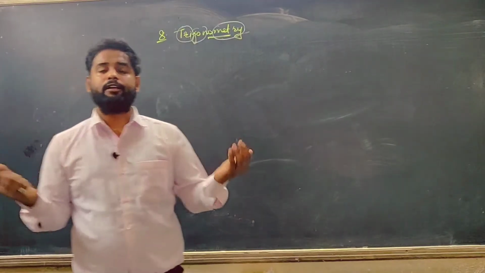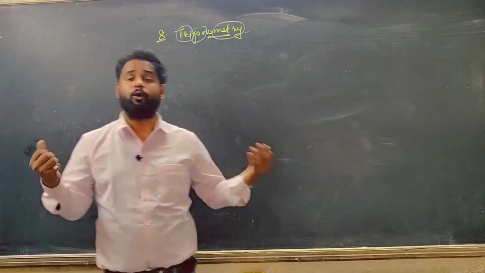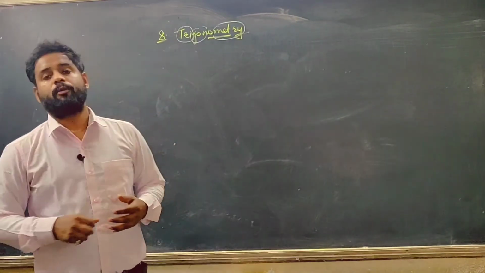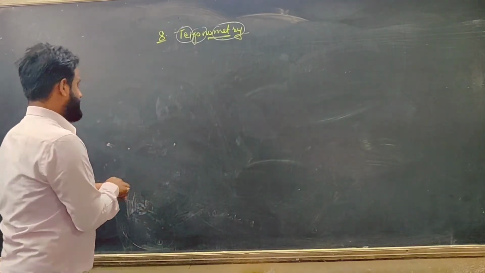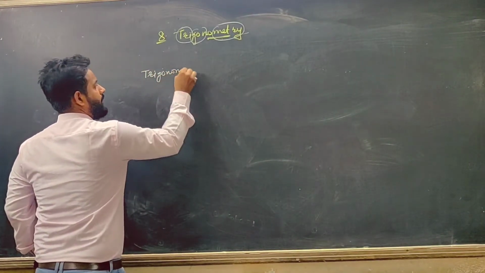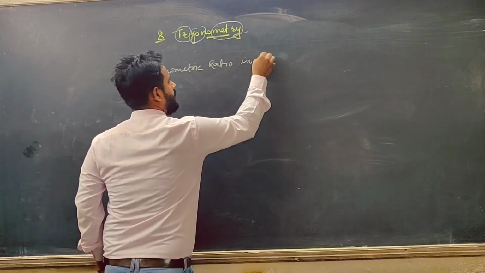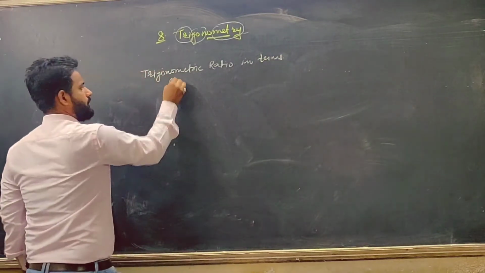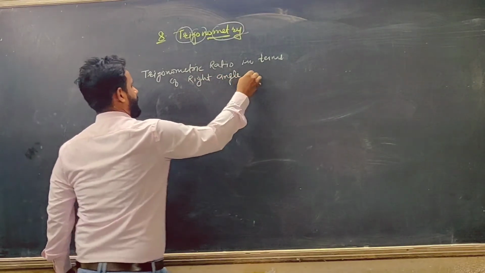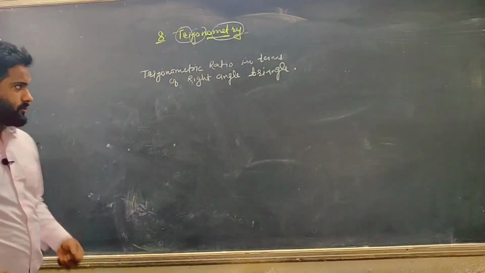Okay students, if you have understood the basics of trigonometric functions properly, that what kind of trigonometric function you are going to come across, so let us move towards a very fresh topic and the very first topic of your NCERT syllabus, that is trigonometric ratio in terms of right angle triangle. So that is the second formula you are going to come across.